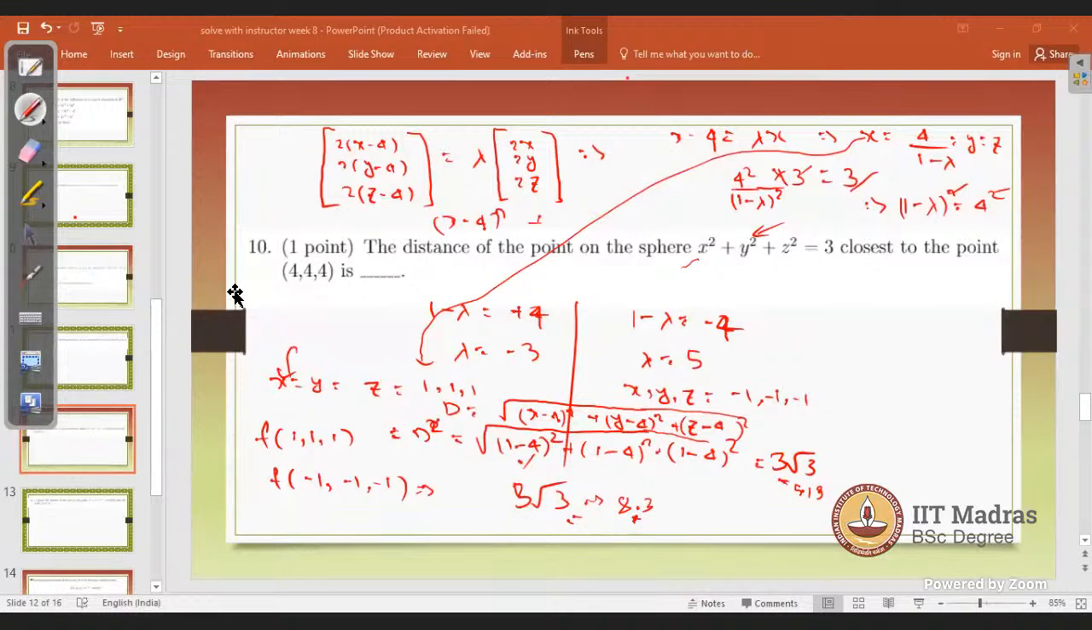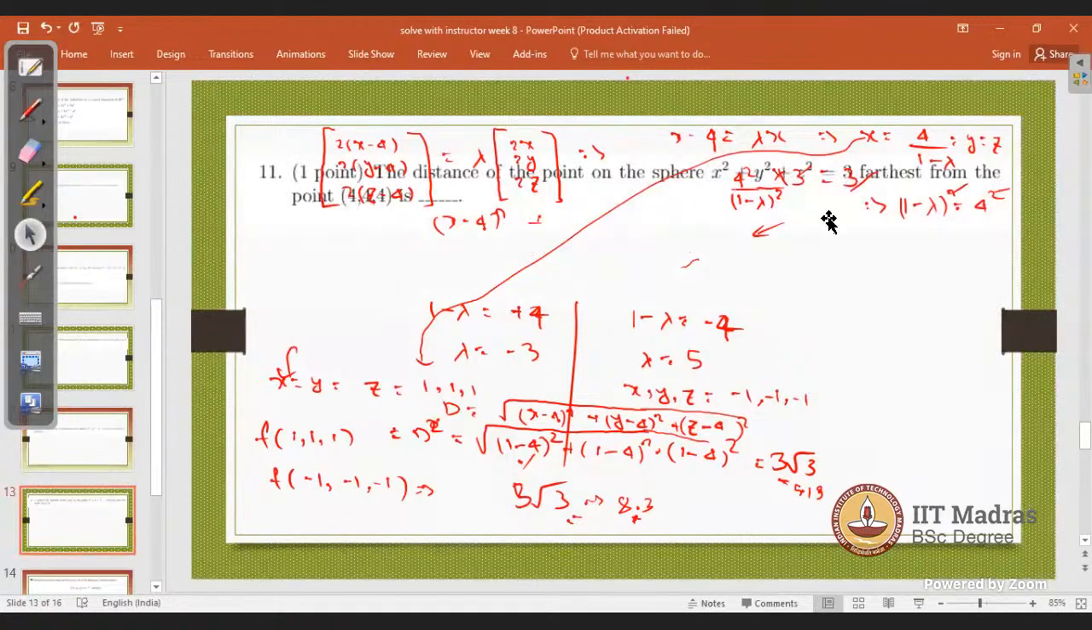The next question is about the farthest from the point. Farthest is nothing but this one, 8.3, which is minus 1 comma minus 1 comma minus 1. So we already solved the question. Let's move to the next question.